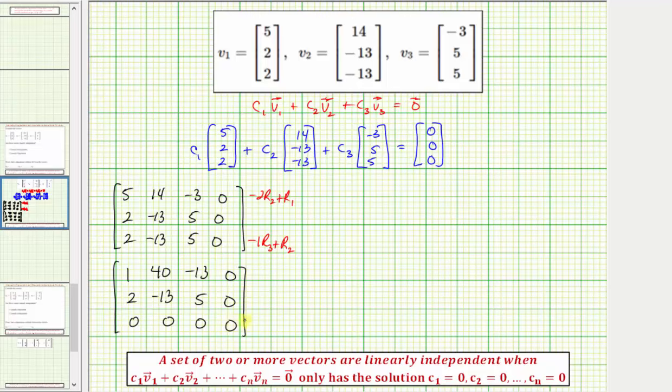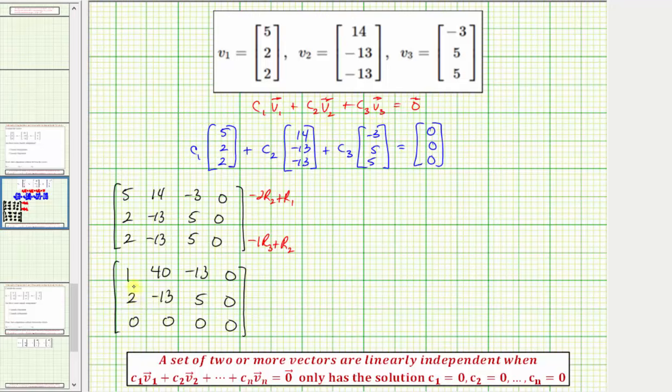So because we have a row of zeros, we already know we're going to have an infinite number of solutions, and therefore the vectors are linearly dependent. But we still need to express a relationship between c sub 1, c sub 2, and c sub 3 in order to write vector v sub 3 as a linear combination of v sub 1 and v sub 2.